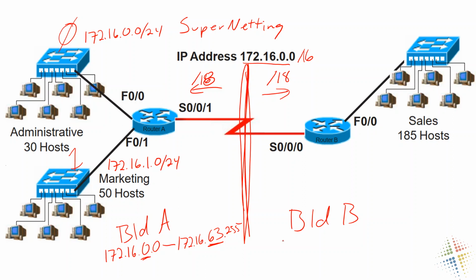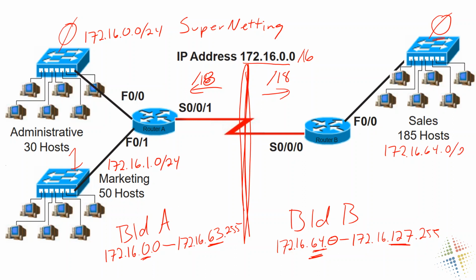So then building B is going to continue on where that left off, 172.16.64.0 through 172.16.127.255. So then anything with a 64 through 127 then goes to building B. Well, again, start off with 0. Now math starts coming in a little bit. 64 plus 0 equals 64. So this is going to be 172.16.64.0/24.